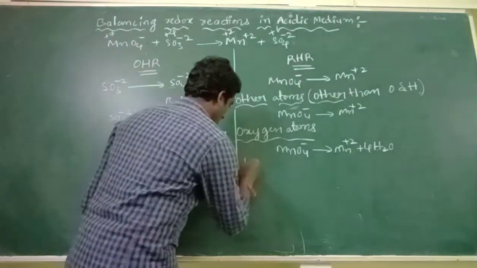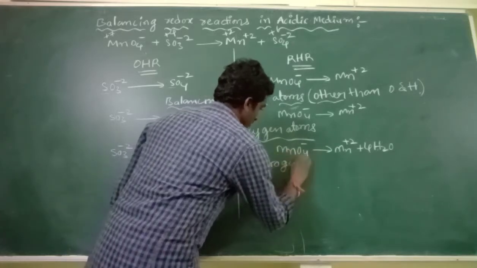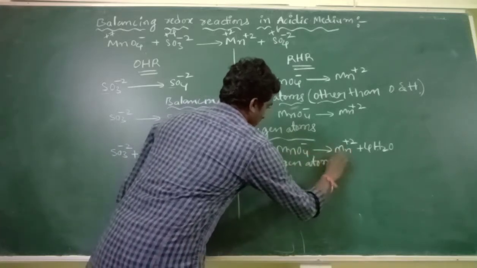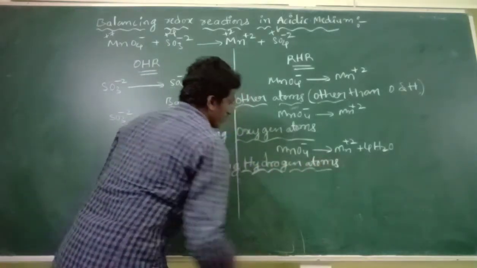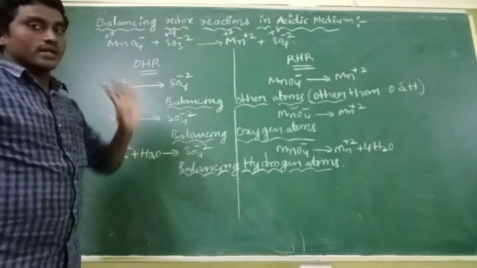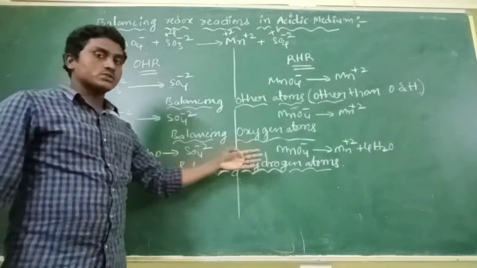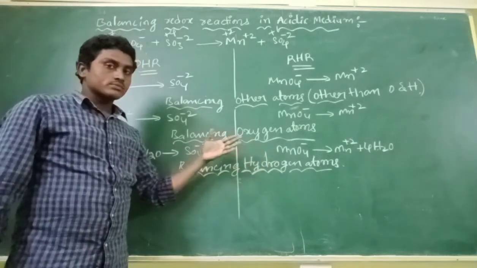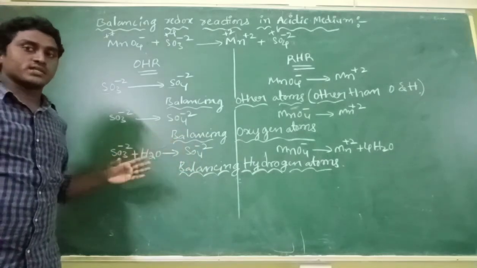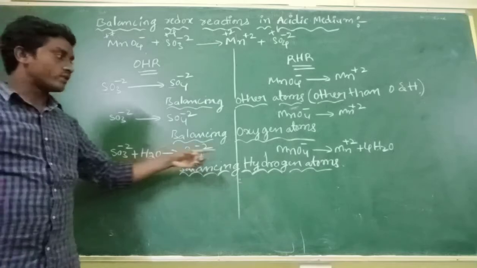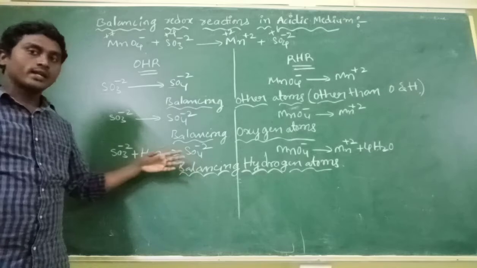Next we have to balance the hydrogen atoms. We are balancing this equation in acidic medium. So in acidic medium, balancing of hydrogen atoms is done by the addition of H plus ions to the deficiency side. To balance the hydrogen atoms in acidic medium, we have to add H plus ions to the deficiency side of the reaction.